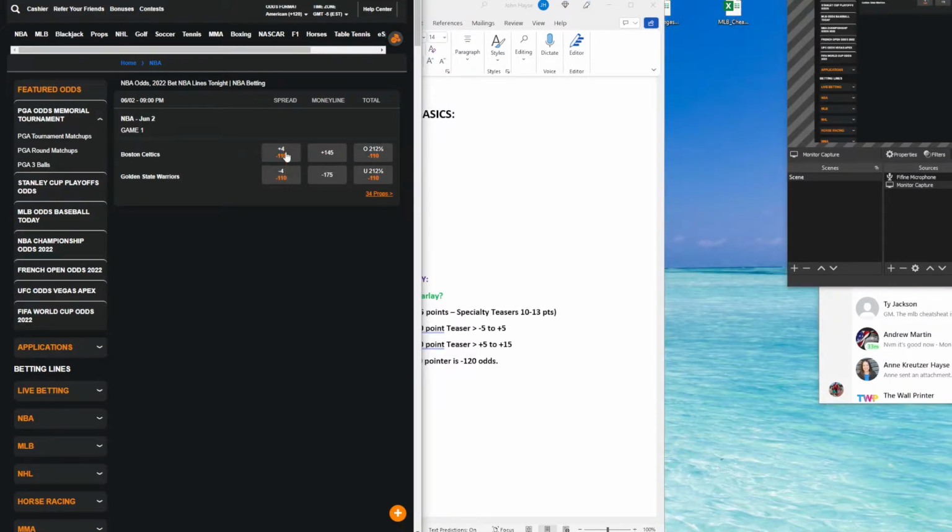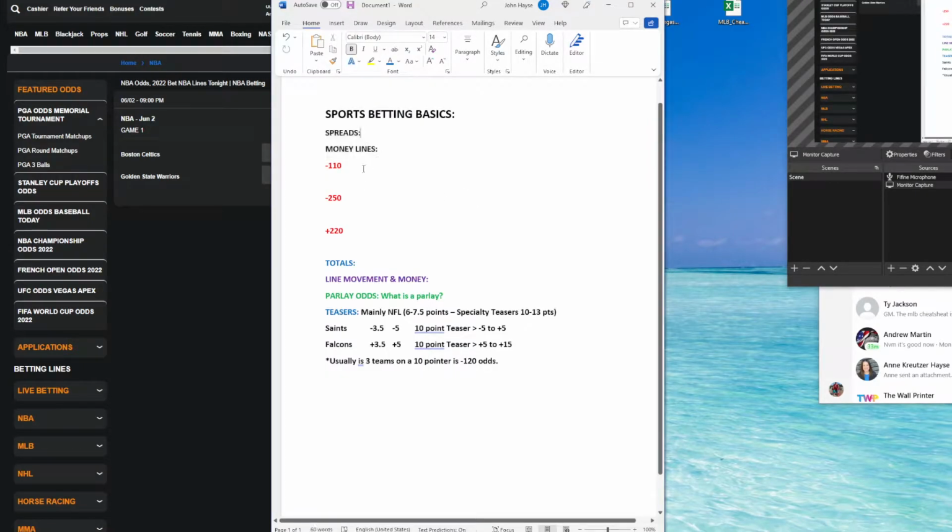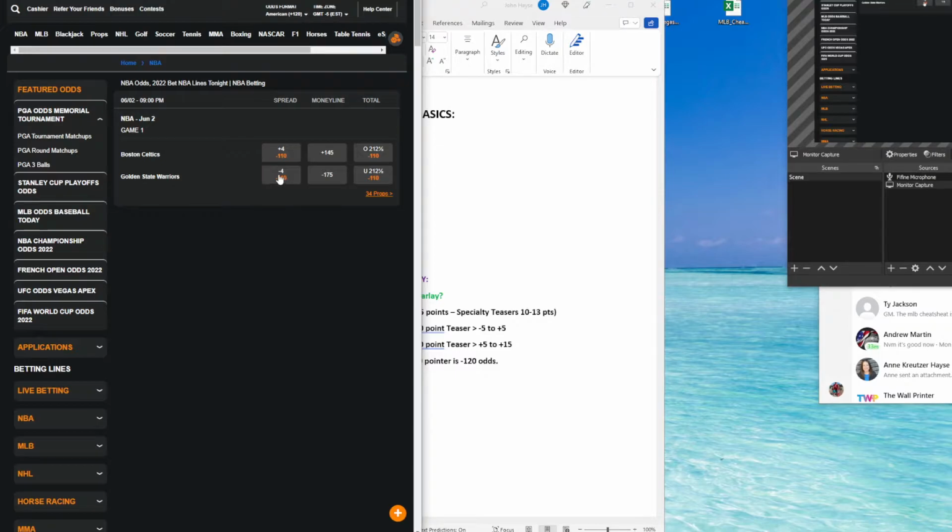Now, when you see the spread of +4, -4, it's usually always -110 or close to it, and that's the juice. We're going to talk about what 110 means and what this full money line is. Spreads are pretty common. If you bet Golden State -4, that means they got to win the game by more than 4 points. If they win by 4 exactly, that is a push. If you bet Boston Celtics +4, they can lose the game by 1, 2, or 3 points, and you still win your bet, so you're getting 4 points.